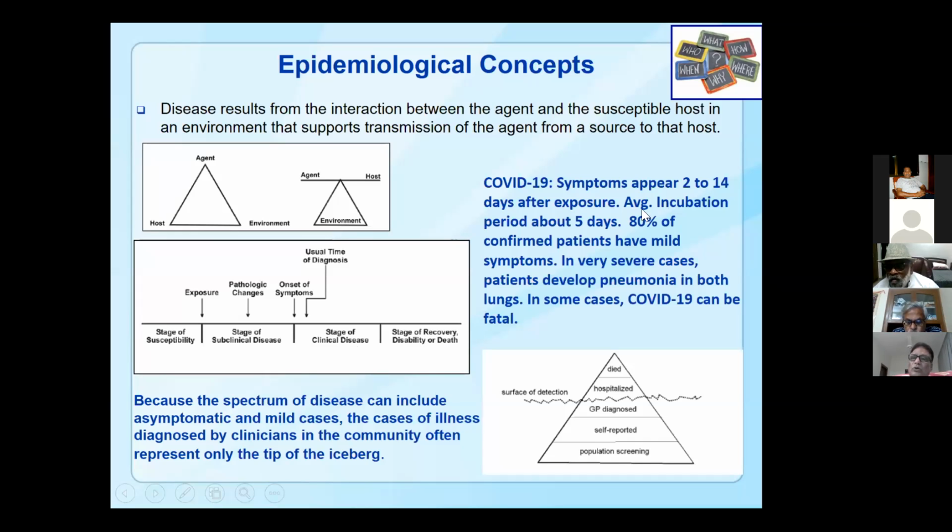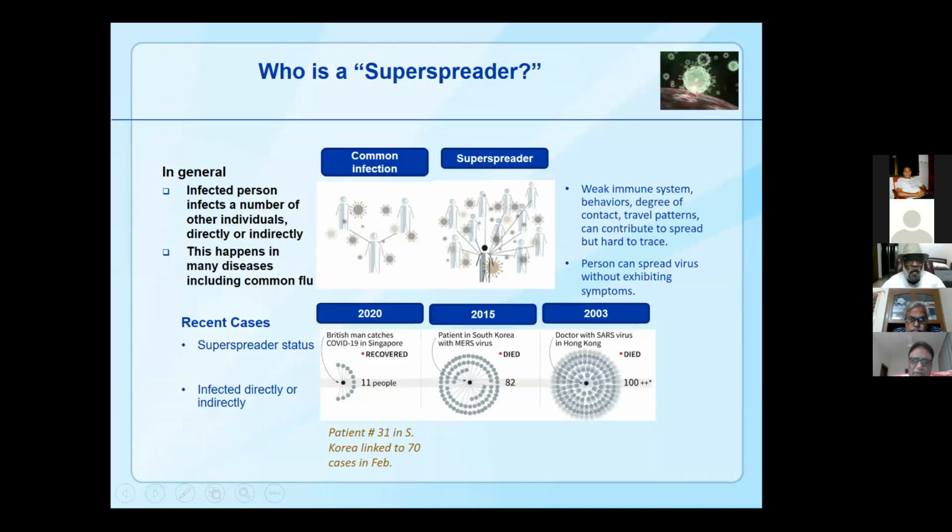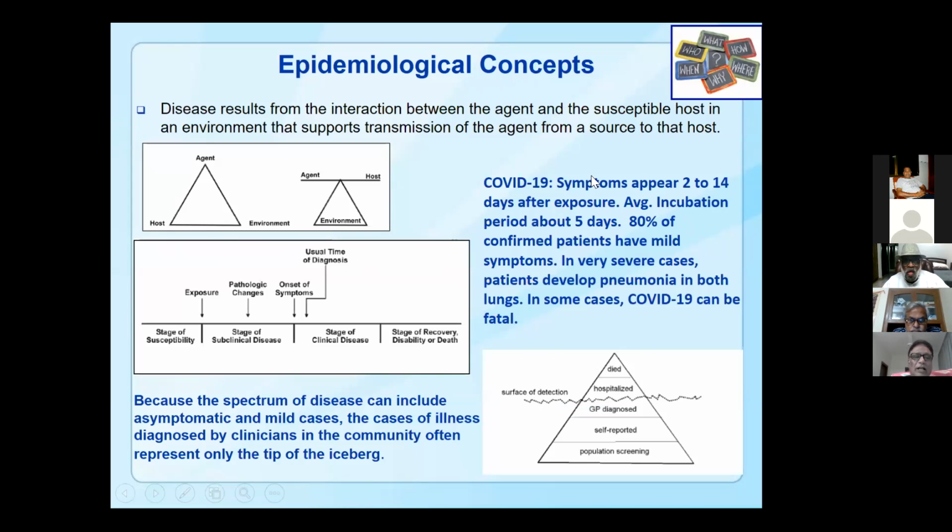The reason why we should know the natural history of the disease is because it will guide you in trying to determine what stage a particular disease is at, when we can diagnose it, and when we can start looking at the problem as a public health problem. So in the case of COVID, symptoms appear about 2 to 14 days after exposure. The average incubation period, we say incubation period is the time between your exposure and the appearance of signs and symptoms, is usually 5 days.